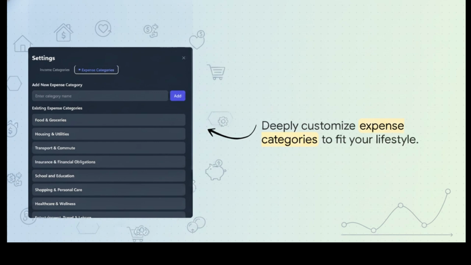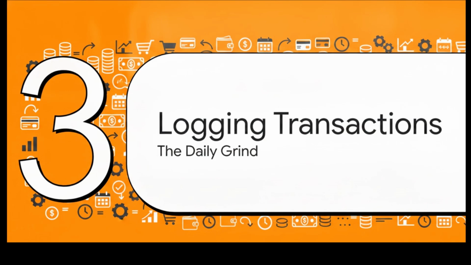And finally, step 3, customizing your categories. Sure, the application gives you some defaults to start with, but you can dive in and deeply edit these. You can add, tweak, or reorder things like housing, healthcare, or groceries to perfectly mirror your actual spending habits. Setup is done. Let's get into part 3, logging transactions, the daily grind.